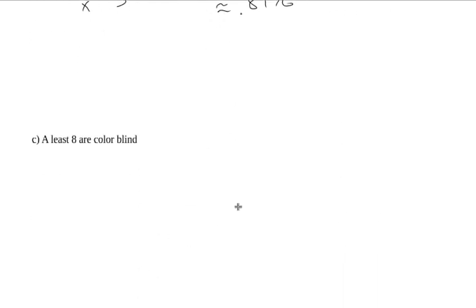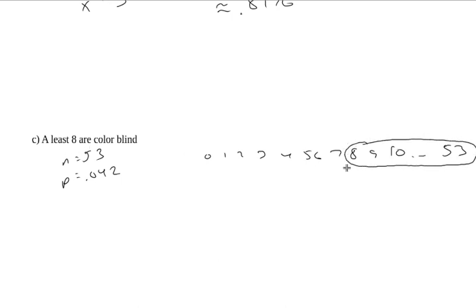The probability that at least 8 are colorblind, again, n is 53, p is 0.042, and now 0, 1, 2, 3, 4, 5, 6, 7, 8, 9, 10. I'm going past the 8 since the 8 is mentioned, all the way up through the possibility of 53. If we want to say at least 8 are colorblind, that means we're talking about 8 or more. So the 8 through 53.